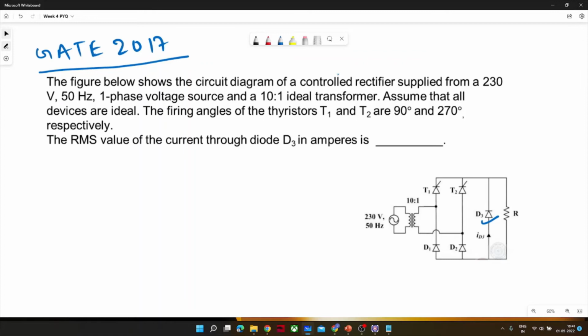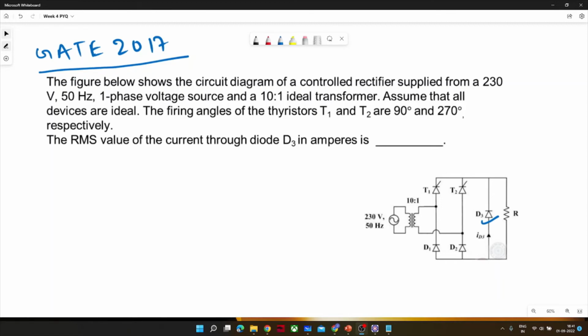This problem has two topics covered. One is the transformer, and one is the single phase full wave rectifier. That is nothing but which topology of single phase rectifier? Can anybody tell me? Half controlled, fully controlled, semi-controlled.